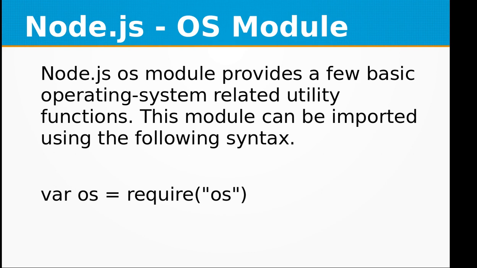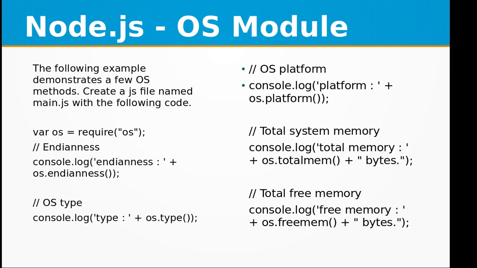Okay, let's look at the first one. It is the OS module. The Node.js OS module provides a few basic operating system related utility functions. This module can be imported using the following syntax. So we can create an OS object and require the OS module. This is an example code where we are utilizing some of the properties and functions of the OS module.